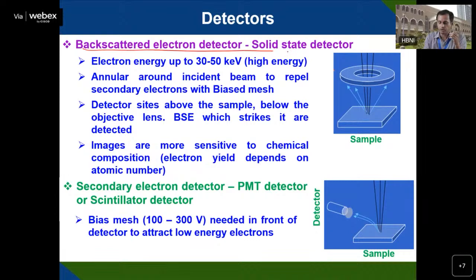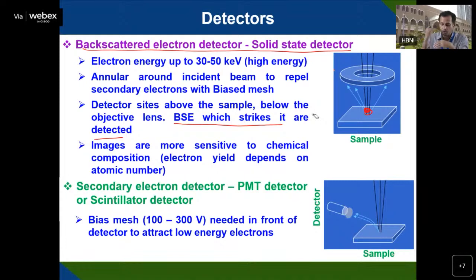We have a sample here. Whatever backscatter electrons are coming out from the sample are collected by a circular detector that we keep just on top of the sample. So the detector is just above the sample, below the objective lens. You have the objective lens here, and just above the sample, whatever backscatter electrons strike this detector will be detected.